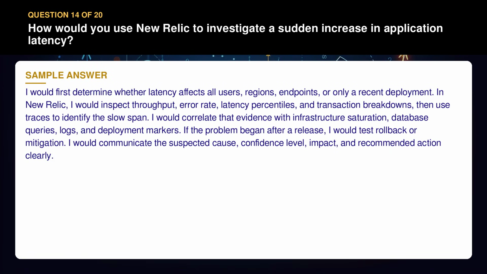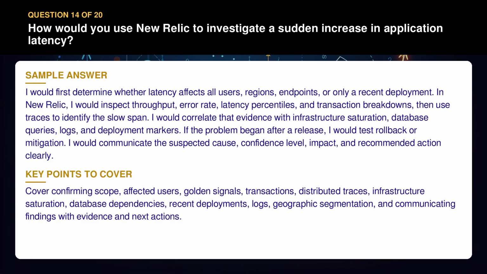If the problem began after a release, I would test rollback or mitigation. I would communicate the suspected cause, confidence level, impact, and recommended action clearly. Cover confirming scope, affected users, golden signals, transactions, distributed traces, infrastructure saturation, database dependencies, recent deployments, logs, geographic segmentation, and communicating findings with evidence and next actions.